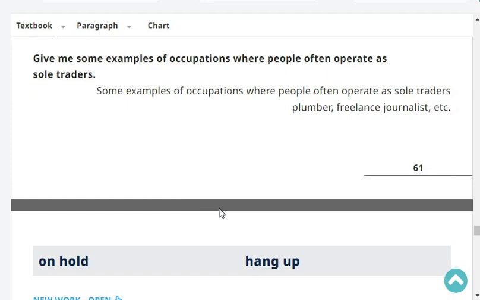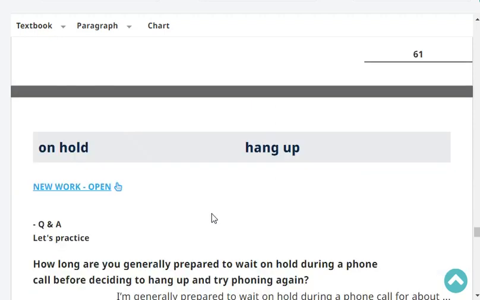Let's practice. Give me some examples of occupations where people often operate as sole traders. Some examples of occupations where people often operate as sole traders are plumber, freelance journalist, electrician, etc. Very good.